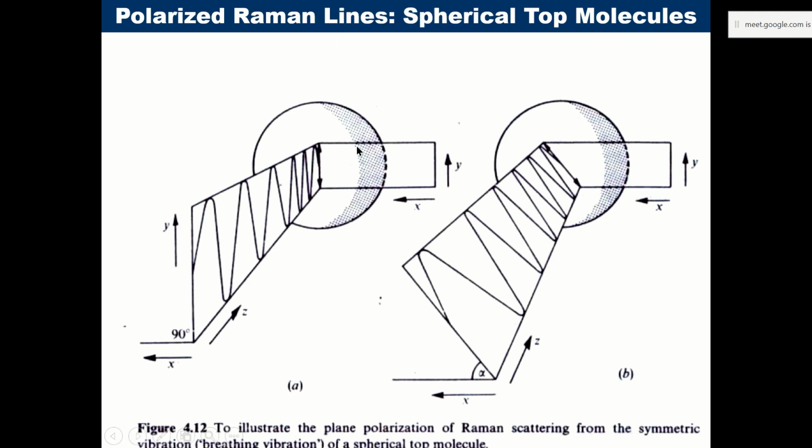So this is the discussion that we have to follow. We'll do it in the next class. We'll follow from here the polarized Raman lines and how we analyze them, and what the implications are of observing polarized Raman lines. So we'll see it in the next class. Okay.